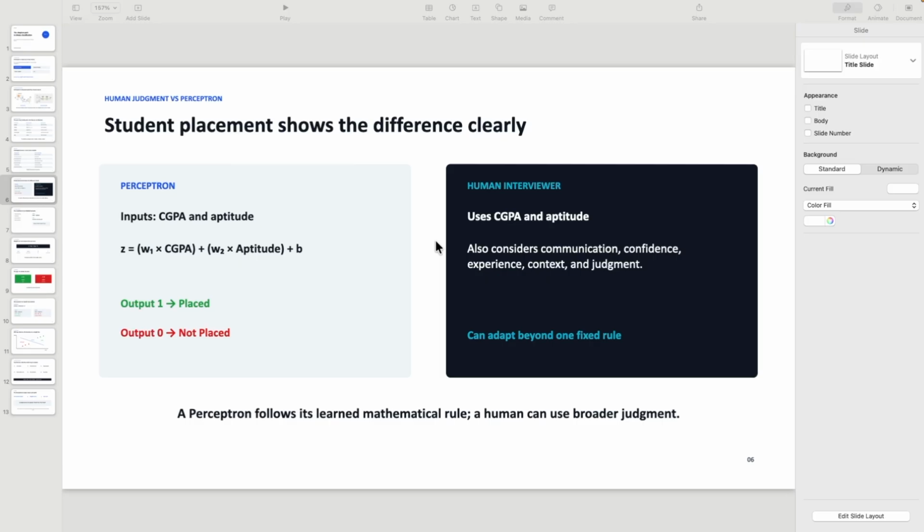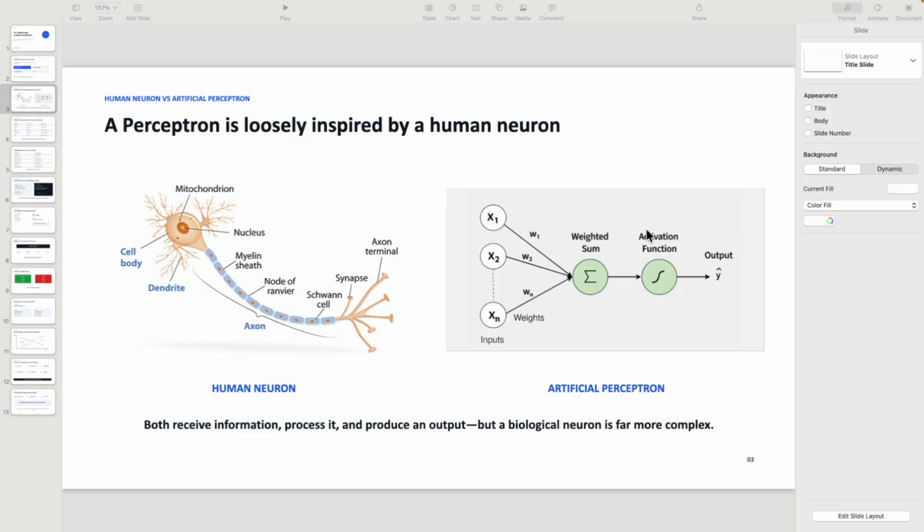Perceptron is for learning mathematical rules that a human would use for broad judgment. Here is the weighted sum. The perceptron first calculates the weighted combination of the input features along with the bias term that helps to shift the decision boundary. Z equals summation i equals 1 to n of wi xi plus b.